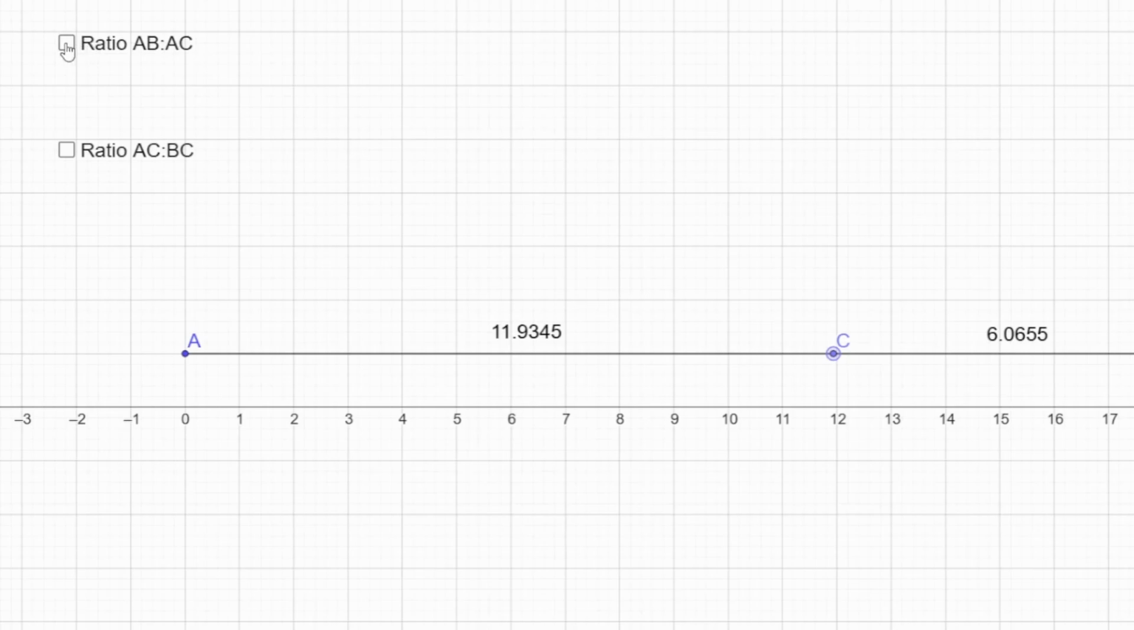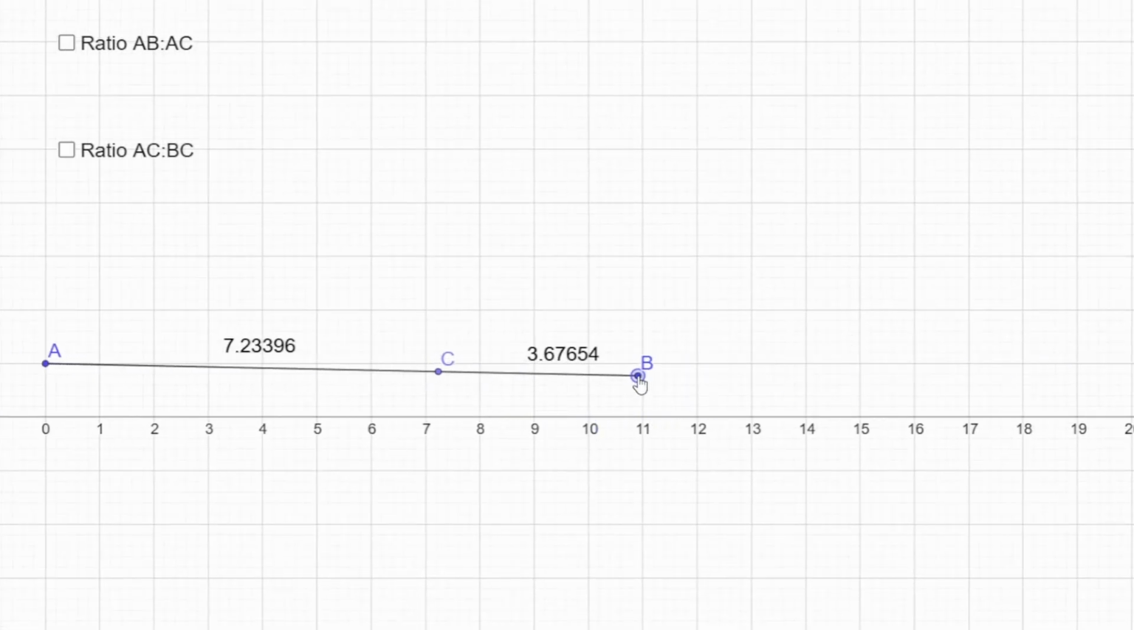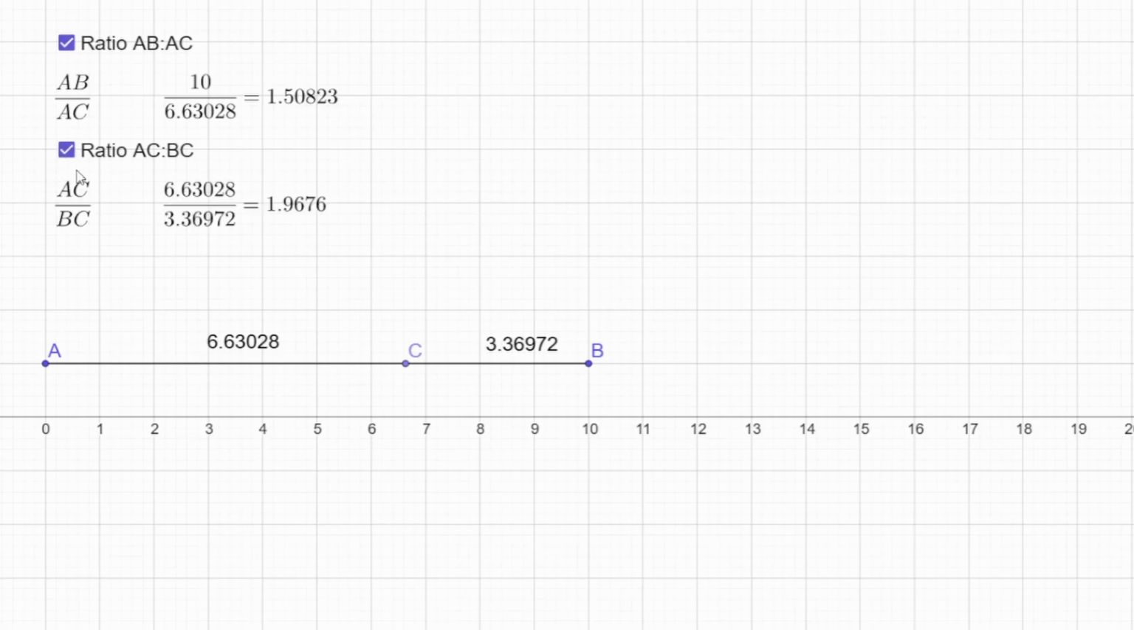So the ratio in this case of AB, or rather the fraction, let's go back down to 10, shall we? Just so we've got nice numbers. So we now have 10 divided by 6.6-ish. We end up with 1.5. And then the ratio of AC, which is 6.6, roughly, to 3.4, we end up with 1.967, etc.